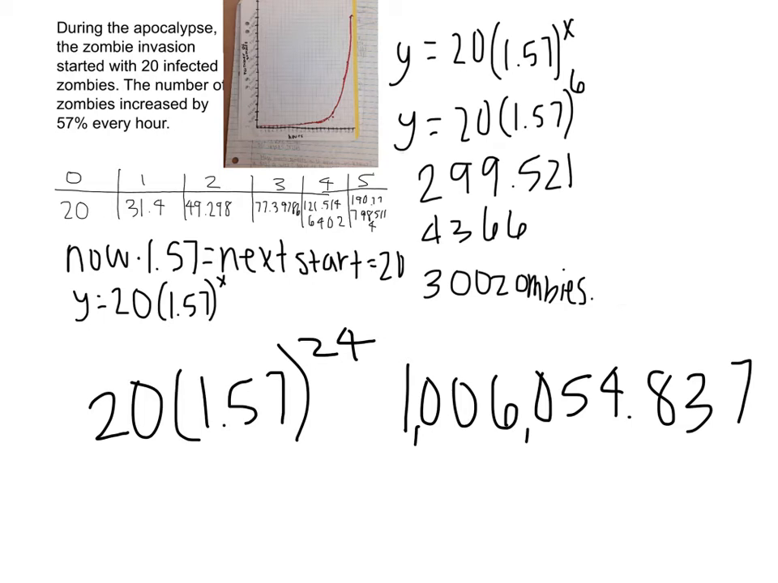But again, being a person, you cannot have it to a decimal, so your final answer would be 1,006,055.